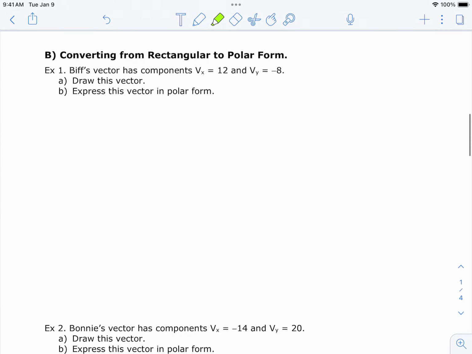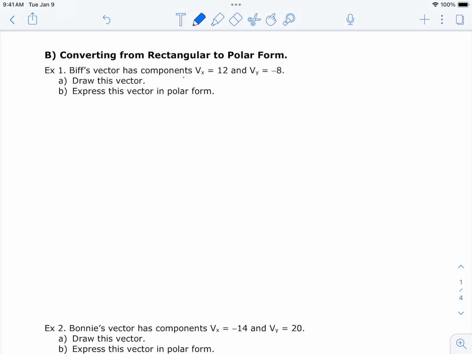Okay, next page I got two examples where we're basically going to practice. We're going to say, okay, somebody gave us a vector in rectangular form, or at least they gave us the x and y components, and then we're going to turn it into polar form. So it's a two-step process really, and they don't always say step A, but it's a very good idea to always do this first. Draw the thing so you get a handle on what's going on.